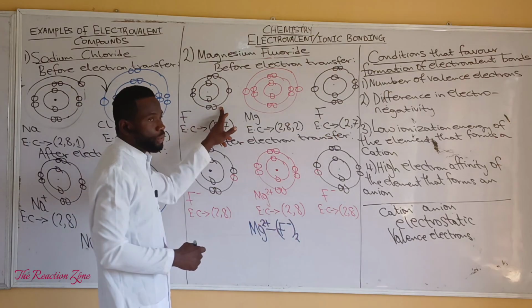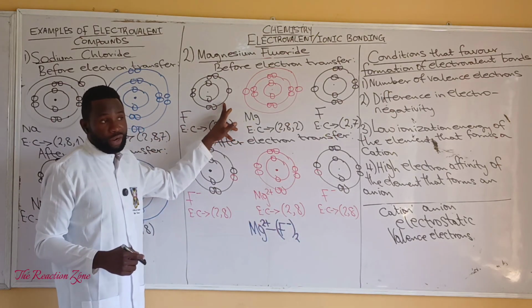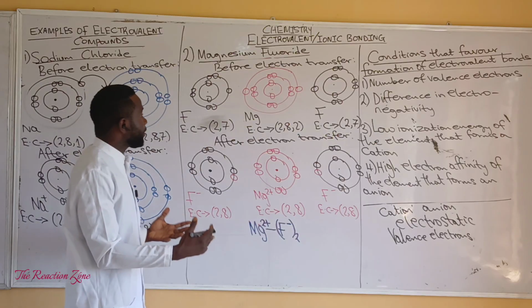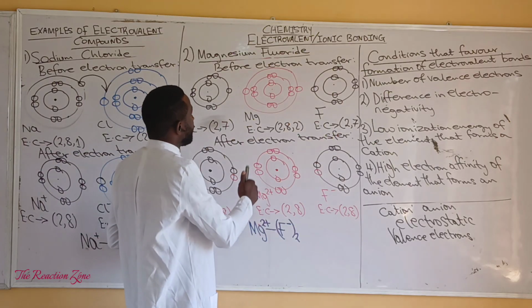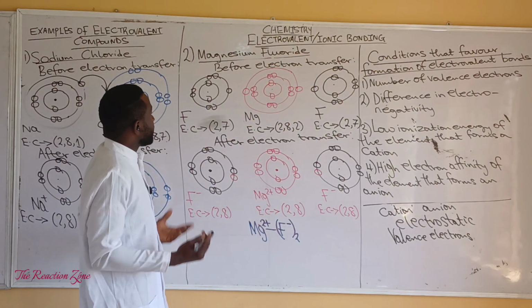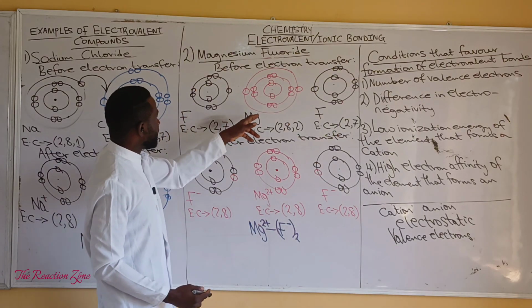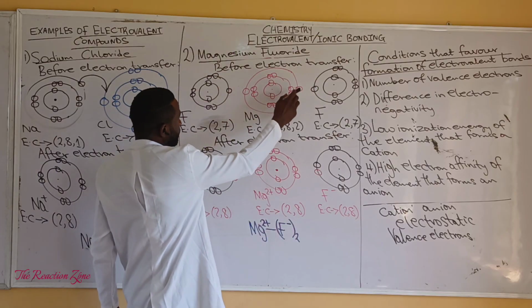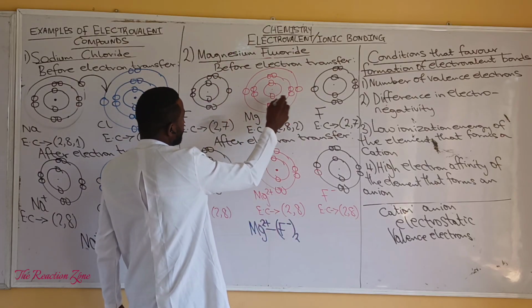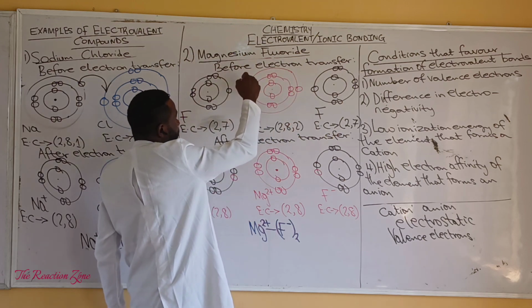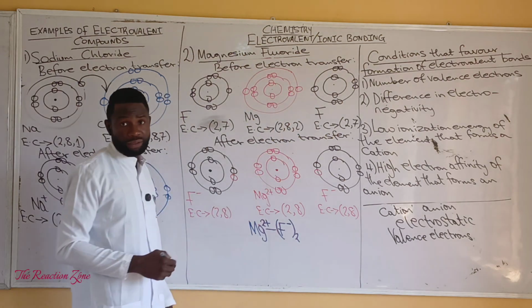Each of the fluorine atoms requires just 1 more electron in its outermost shell to obey the octet rule. But magnesium, on the other hand, requires 6. It is easier for magnesium to donate each of its valence electrons to each of the fluorine atoms than to get 6 other electrons in its outermost electron shell.